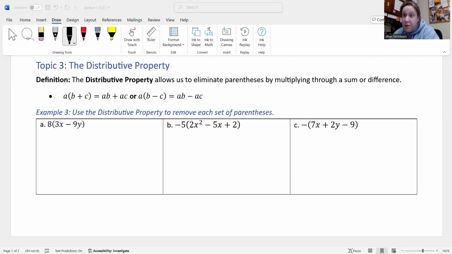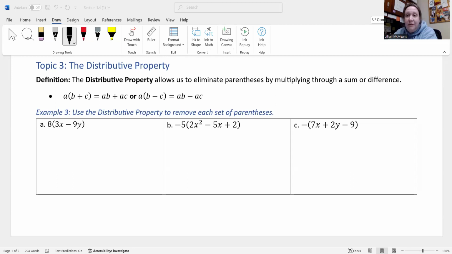The focus of topic 3 is going to be the distributive property, which is another property that you use a lot in algebra. In fact, you probably use this property more at this level than you use a lot of other ones, okay? So the distributive property allows us to eliminate parentheses by multiplying through a sum or a difference. So you can multiply through addition or subtraction, and that will help you eliminate parentheses, which can then help you, in many cases, simplify further.